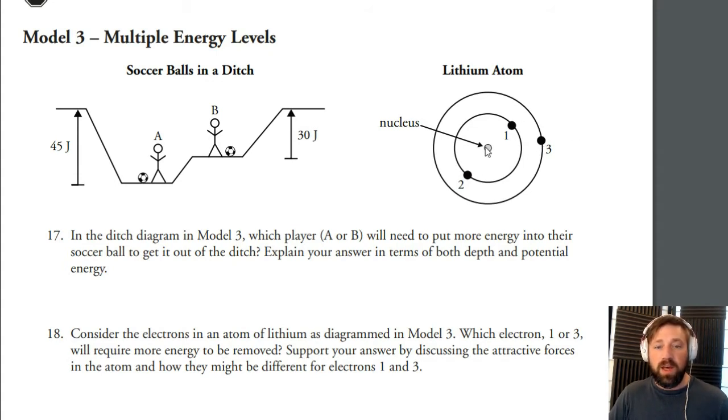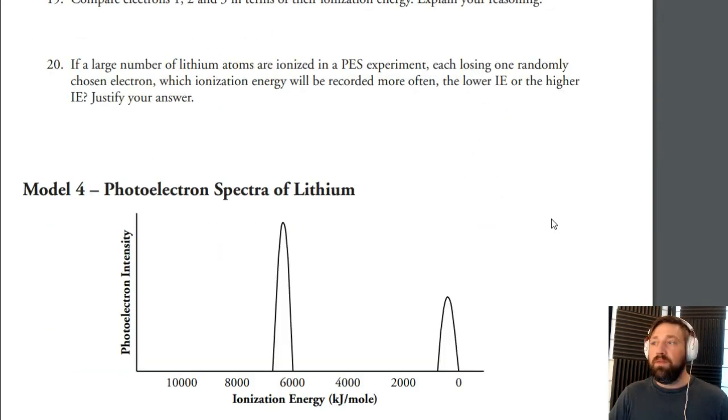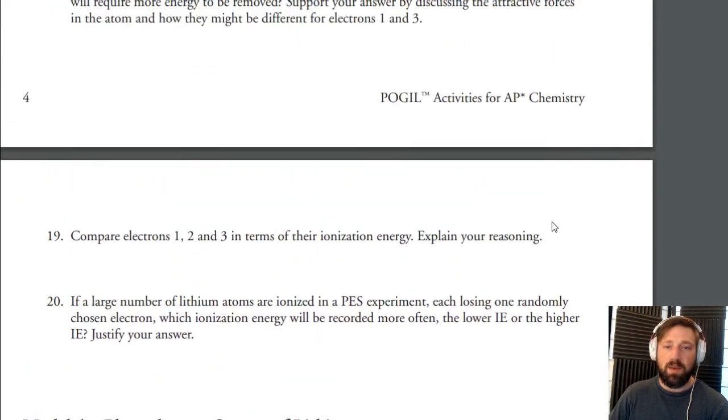3 is going to have less of an ionization energy than 1 or 2, because it is further away. A large number of lithium ions were ionized in a PES experiment, each losing one randomly chosen electron. Which ionization energy will be reported more often? The lower ionization energy or the higher ionization energy? Justify your answer. So which one is going to happen more often?